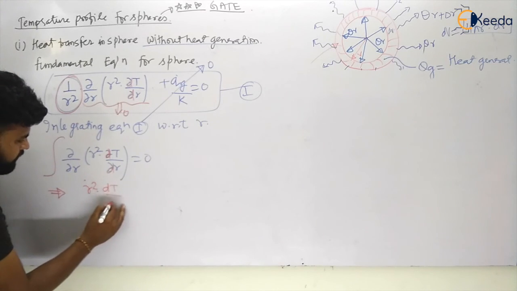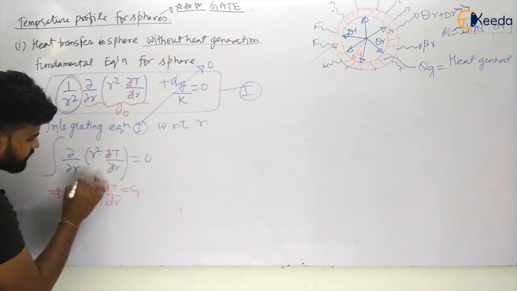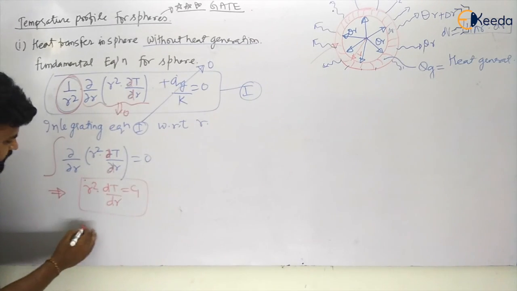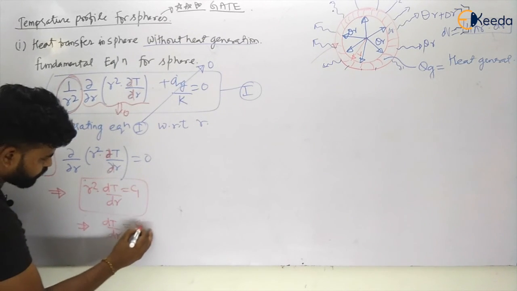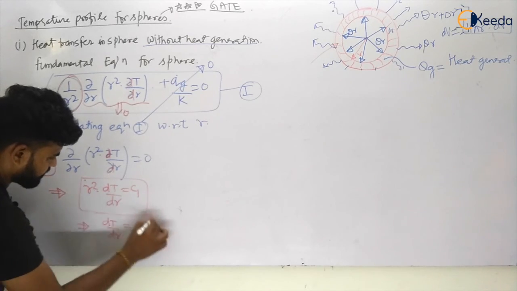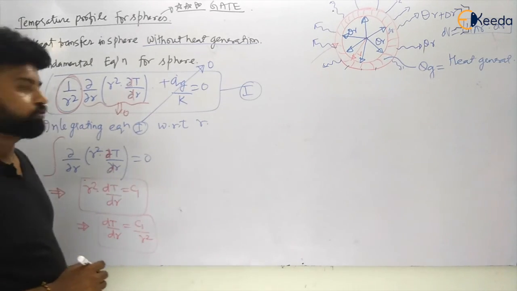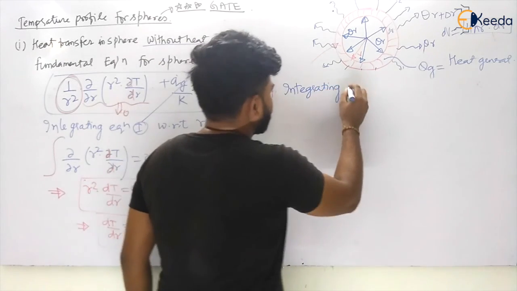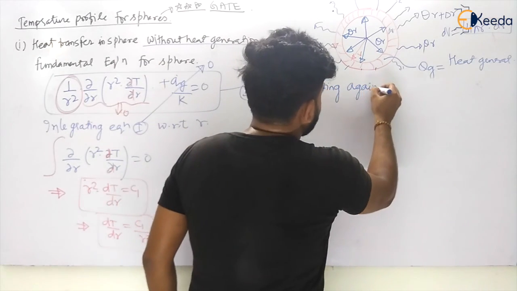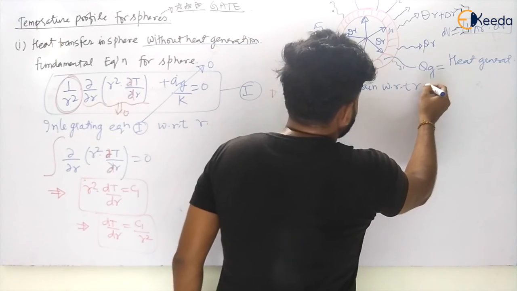dT/dr is equal to C1. So this equation will become dT/dr is equal to C1 by r square, my dear students. So this will become equal to, integrating again with respect to r, I will have what?